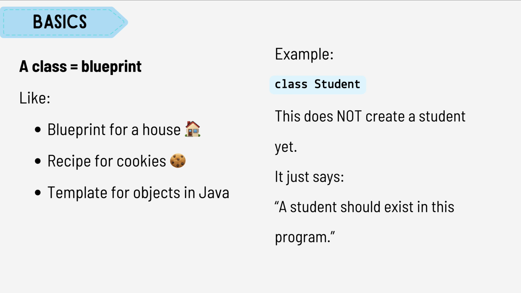Now, going to actual code, first we need to understand what a class is. A class is like a blueprint for a house, which would show what all goes under the house. In Java, a class must be declared using class and the class's name, which must always be capitalized. This does not create a student, it just says a student should exist in the program.